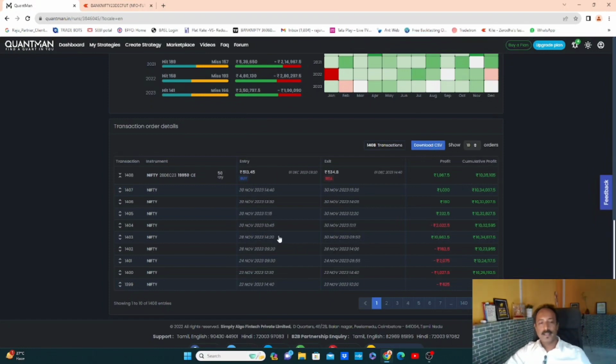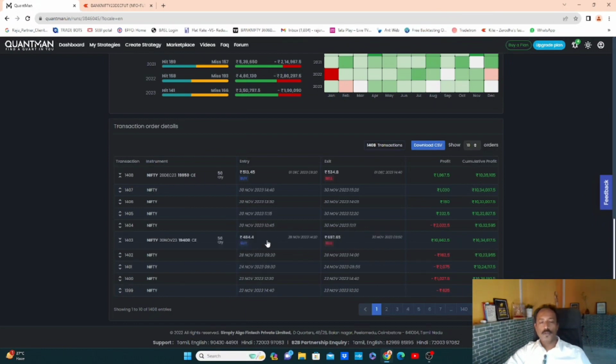See here, it has taken 10,000 profit on 28th. It has entered and exited on 30th. As this is a positional strategy, if you observed in the previous strategy, it took 4,000 trades. See here, it is only 1,400 trades for 3 years. It has taken entries at 484 and 697. So these are all profits. Whenever it is ultra bullish, you will not miss this movement. Automatically the system will catch the trend and buy it.